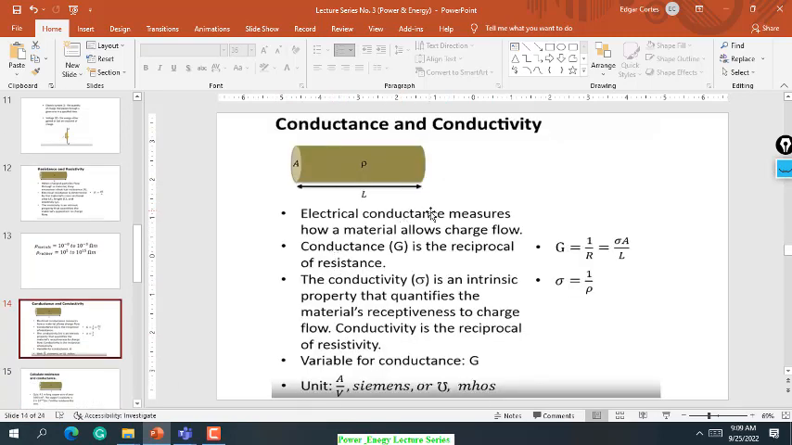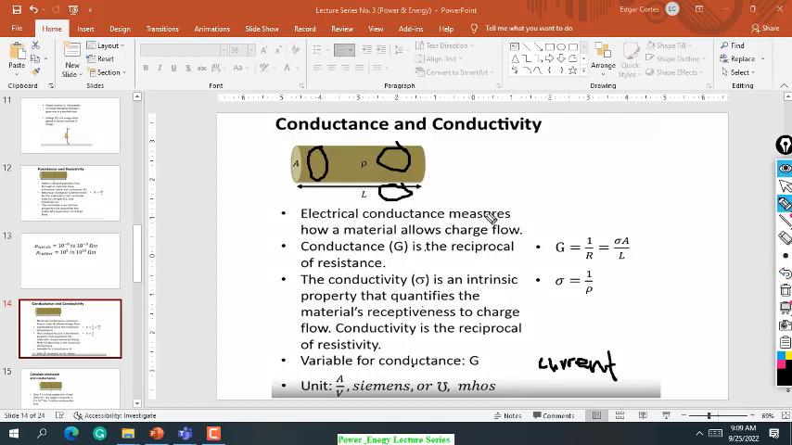For example, electric conductance measures how a material allows charge to flow. The opposite of resistance or resistivity is the concept we call conductance. That is why conductance is denoted by 1 over R. Conductivity is an intrinsic property that quantifies the material's responsiveness to charge flow. Conductivity is the reciprocal of resistivity, as I discussed earlier: conductance is just the reciprocal of resistance.